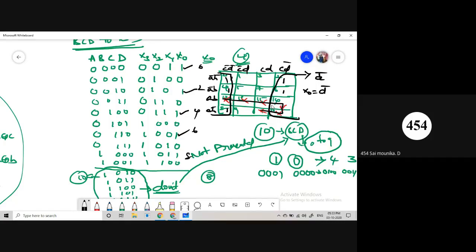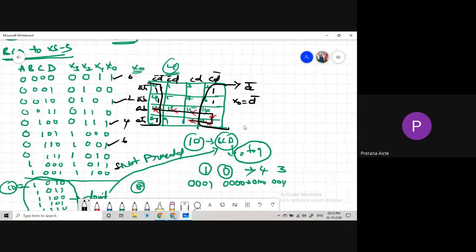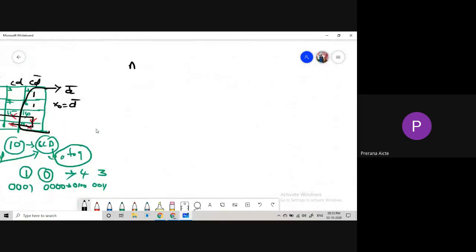So based on this, we are constructing the combinational circuit. Then coming to the adder. There are 2 types of adders, half adder and full adder. Half adder consists of how many inputs? 2 inputs. What about outputs? 2 outputs. What are they? Sum and carry. So simply the outputs of an adder are sum and carry.